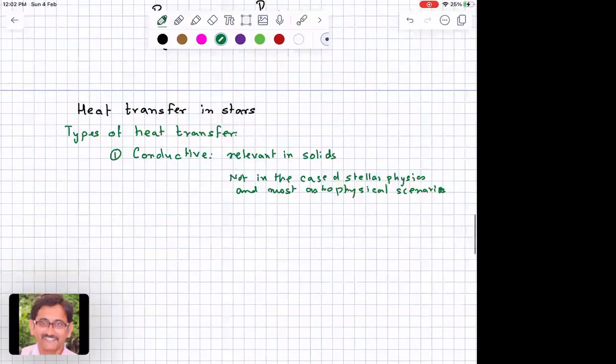The next thing is radiative transport, via photons. Okay. Now, this is relevant in most astrophysical situations.